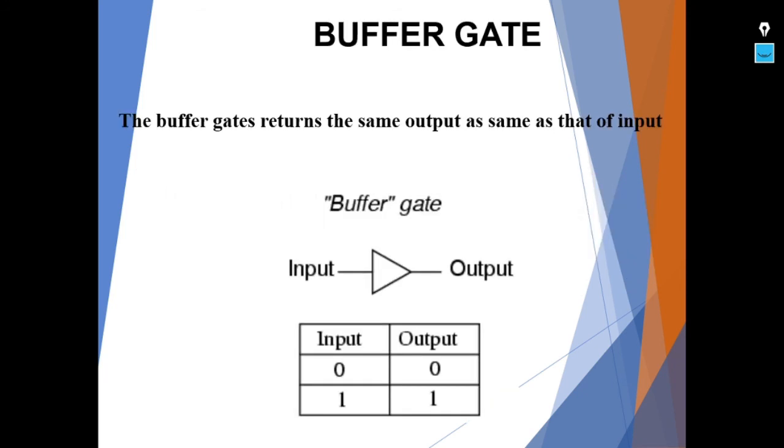Next and last one in this topic is the buffer gate. The buffer gate returns the same output as the input. Look here. In the truth table, when the input is 0, the output also will be 0. And same in the case of 1. When the input is 1, the output is also 1. This is the symbol of the buffer gate.